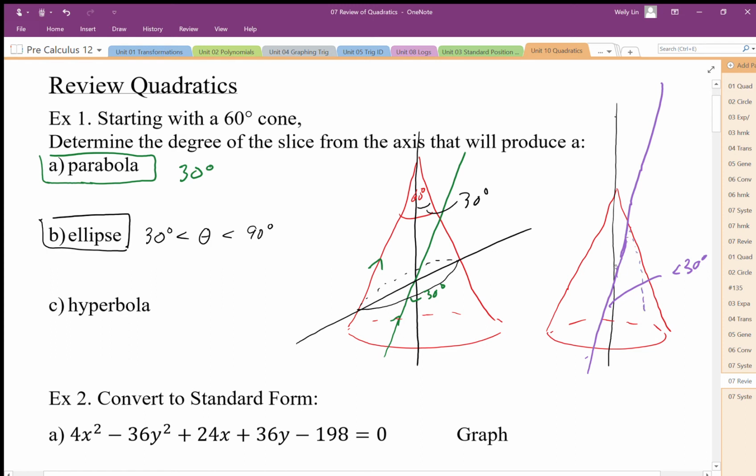Now it's hard to see what the hyperbolic shape is, because a hyperbola does look like a parabola, but it is a more distorted parabola. So anything between 0 degrees, so vertical, and we'll just say it's a non-rectangular hyperbola, so we won't include the 0 degrees, all the way to 30 degrees, we're going to generate a hyperbola.